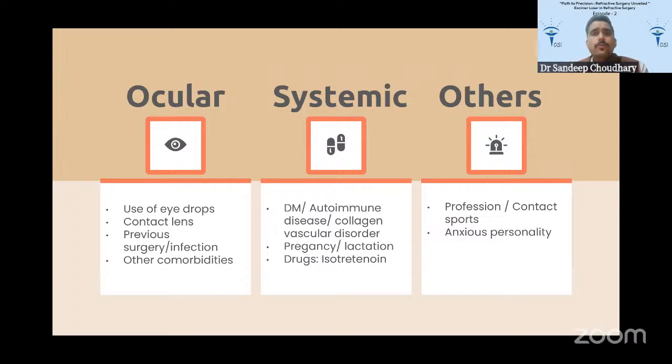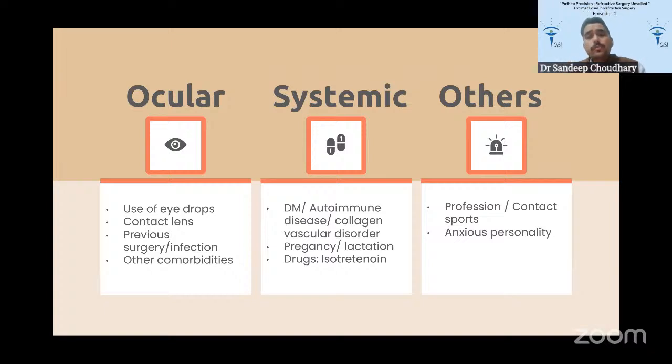Apart from that, the systemic history: if the patient is diabetic, or has any autoimmune disorder, collagen vascular disorder, pregnancy, or lactation. The thing with systemic disorders like diabetes is that they tend to create fluctuating refractive error if they are left untreated or uncontrolled. So we need to know if the systemic problems are in control. Also the history of any drug intake like isotretinoin or amiodarone. All of this is important because they tend to create variable side effects; isotretinoin, for example, is known to cause dry eyes and blepharitis.